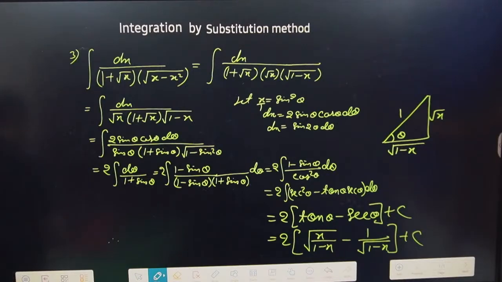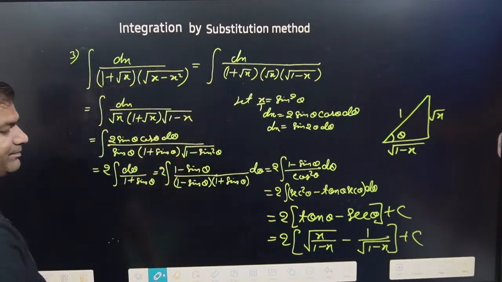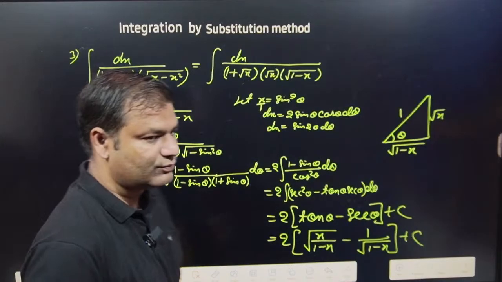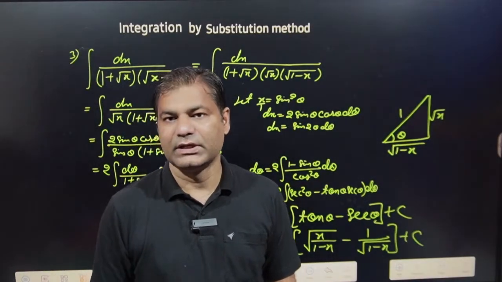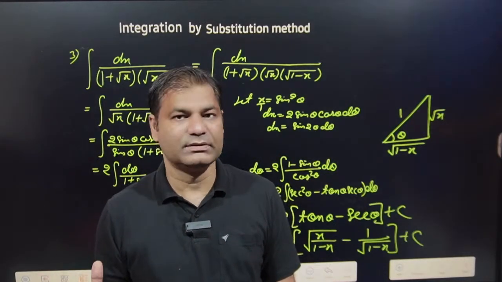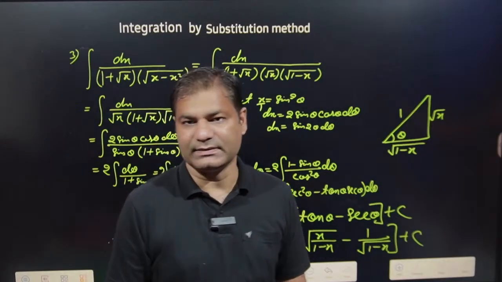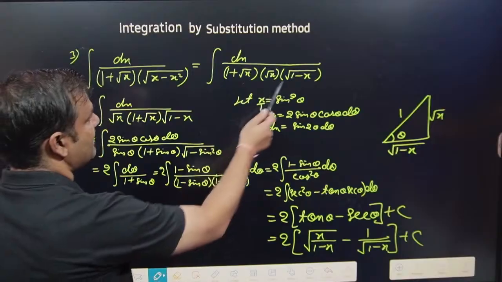Very simple question. If you look very carefully, first of all simplify. Then choose whether we take sin theta, cos theta or tan theta. If a 1 minus or a minus type is available, then always consider x as a cos theta or a sin theta. So that's why we have taken it here.